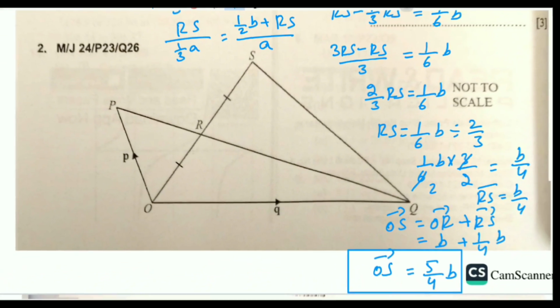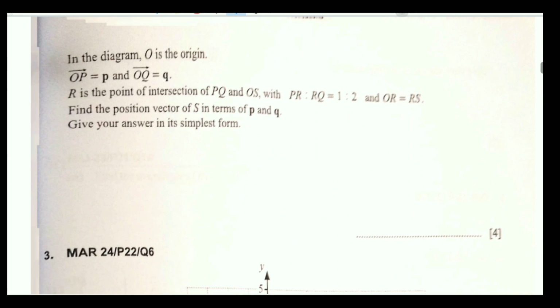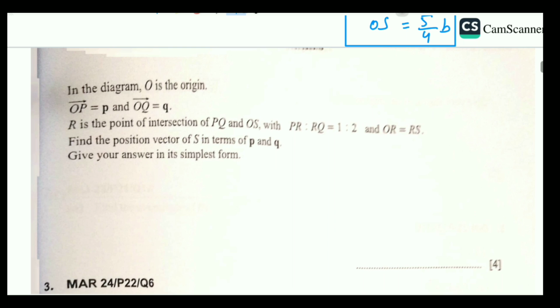So the next question is from MJ24 P23. Values are given to you, and a diagram is given to you. In the diagram, O is the origin, OP is equal to P, OQ is equal to Q, R is the point of intersection of PQ and OS with PR ratio RQ equal to 1 ratio 2, and OR is equal to RS. Find the position vector of S in terms of P and Q. Give your answer in its simplest form.